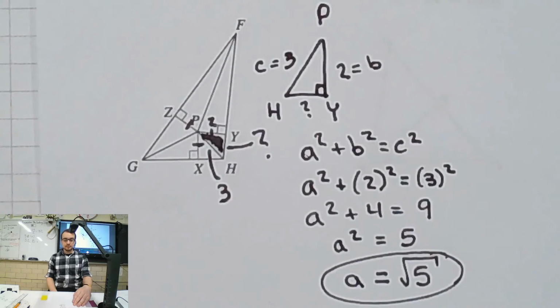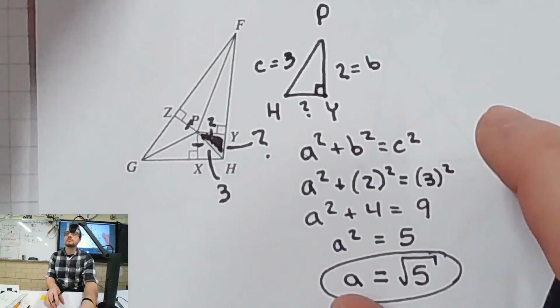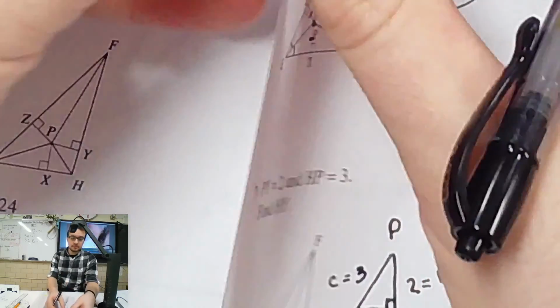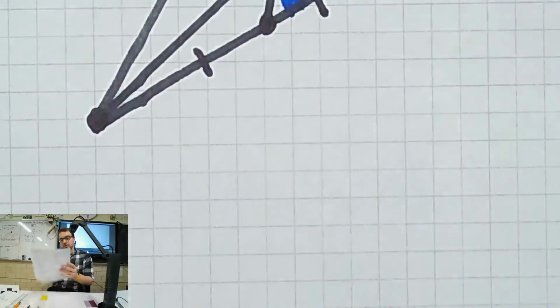So HY should be root 5, right? Check what they give you as the answer for 7. 2.24. Yep, and root 5 is approximately 2.24. You try 8 on your own. We're going to go back and do the rest tomorrow.